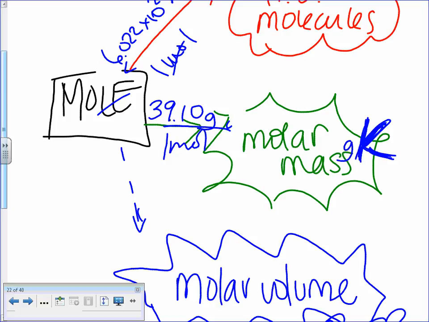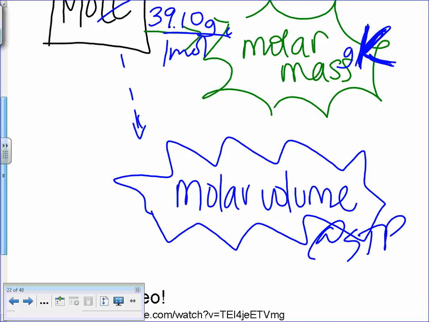Okay, the last relationship, so we had particle number, we had mass, and our last relationship is to volume, and that volume is called molar volume. What is that number? 22.4 what? Liters. And so if I'm going from moles to volume, does the 22.4 liters go on top or on bottom? Top. So 22.4 liters per 1 mole. So the moles cancel, and you get yourself to liters. Okay, so that's the 3 mole relationships to learn.